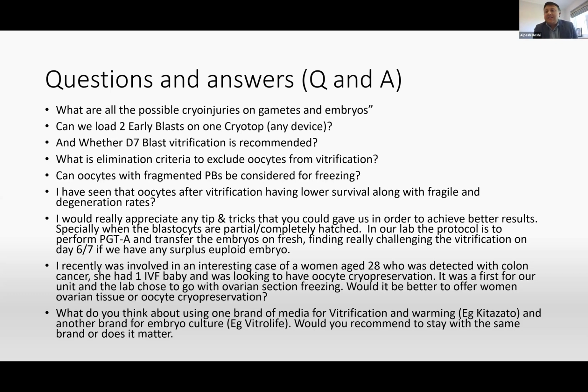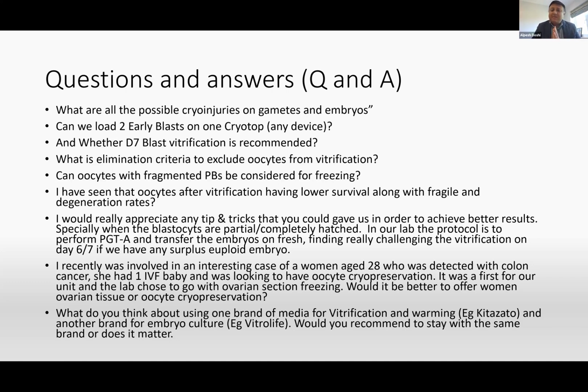What is the elimination criteria to exclude oocytes from vitrification? We don't freeze any immature eggs for patients who are not freezing for cancer reasons. If the eggs are metaphase 2, then we would freeze them. What I would tend to do is freeze the nicer looking eggs, with a clear cytoplasm and nice polar body, and make a clear note of which straws have those nicer eggs. And the angry looking eggs, with a very granular cytoplasm or a very fragmented polar body, I would also make a note of them. But I would freeze all the eggs.